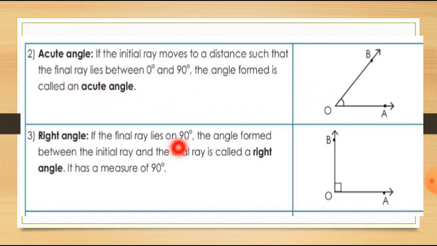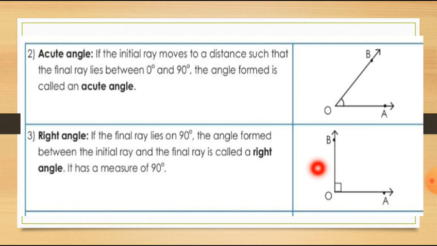Now the next one is right angle. If the initial ray lies on 90 degree, look children, the angle formed between the initial ray and the final ray is called a right angle. That means if an angle is forming with the measurement 90 degree, we can say that it is a right angle. Got it, children? If say 85 degree, is that a right angle? No, it should be exactly 90 degree. That is the right angle.